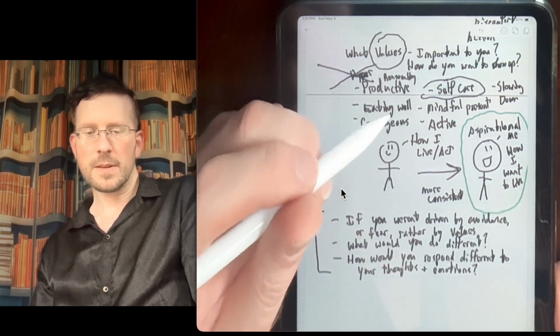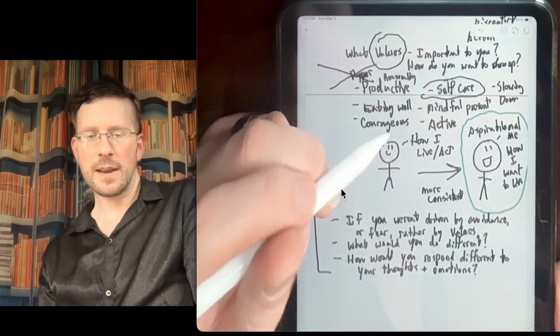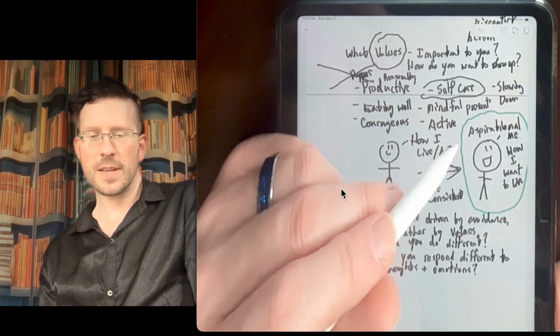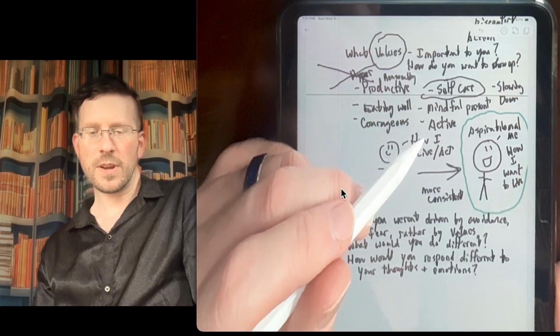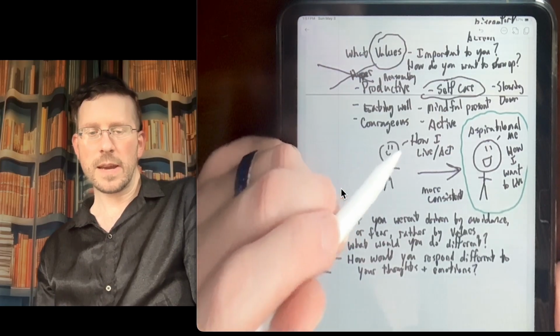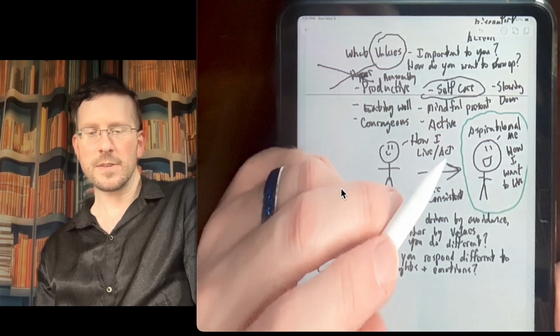Maybe I want to get up and eat well and take care of my body in that way, giving it the nutrition that it needs, and yet be mindful and present maybe as I do that, and be courageous in facing some of the hard things that I need to today.